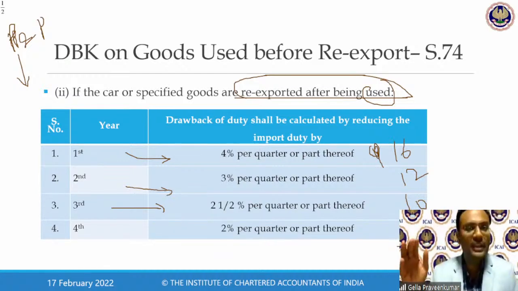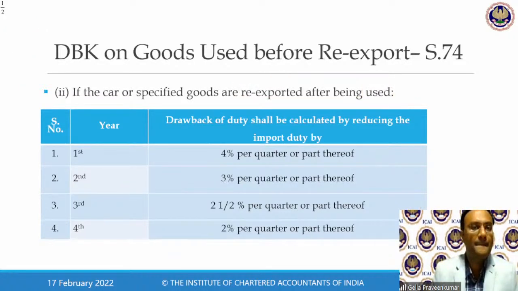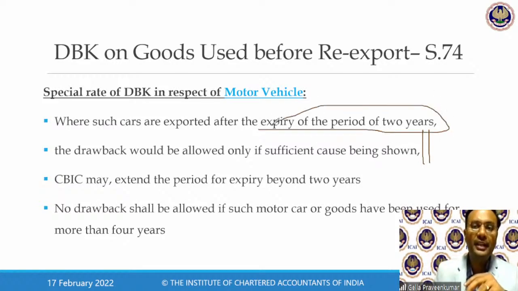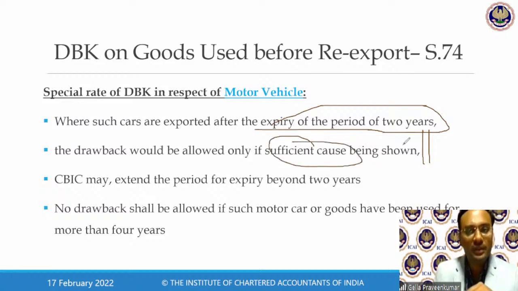So what if it is beyond the fourth year? You'll not get any duty drawback. Now, though the provision says 4 years is the time limit, generally, the customs officer is not blindfolded to give you permission. So for any car which has come after a period of 2 years, there should be a reason shown to the satisfaction of the customs officer to allow it beyond 2 years. Under section 74, the general time limit is 2 years.